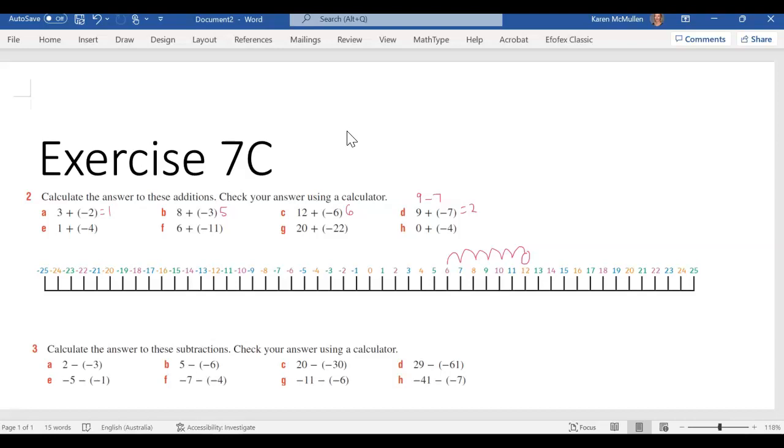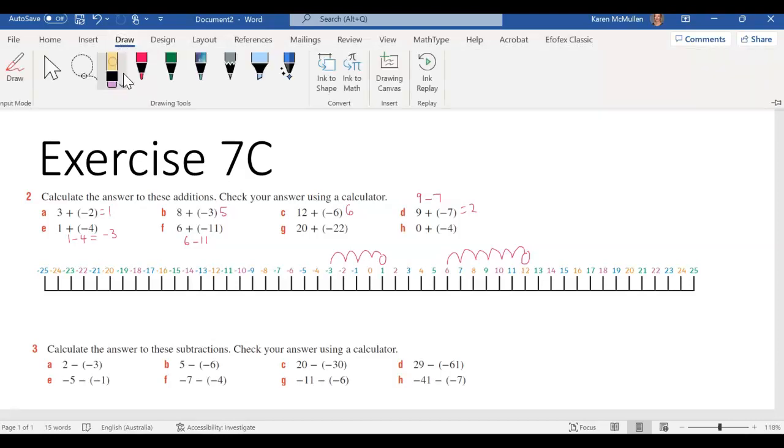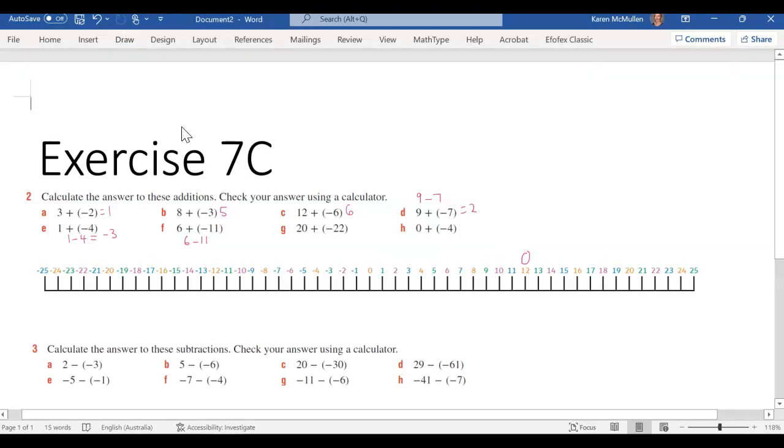And this one here is the same as 1 minus 4. Now, if you're getting a bit stuck because we're subtracting a larger number, you can just go to 1 and then subtract 4. 1, 2, 3, 4. I'm going to end up at negative 3. This one here, we're going to subtract 11. So 6 minus 11. Again, you can use your number line, or you might be able to do it without a number line.